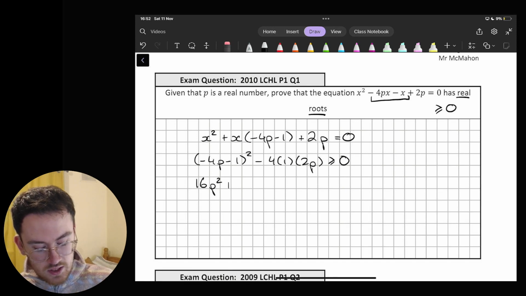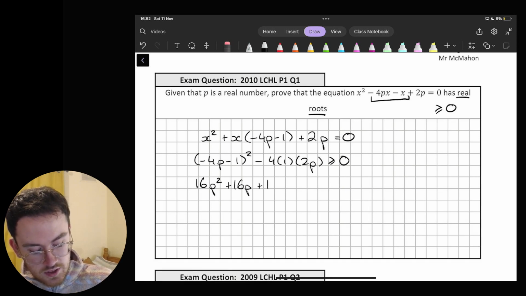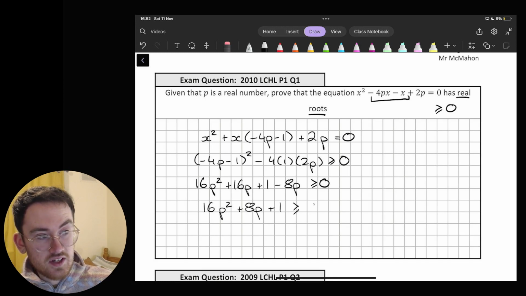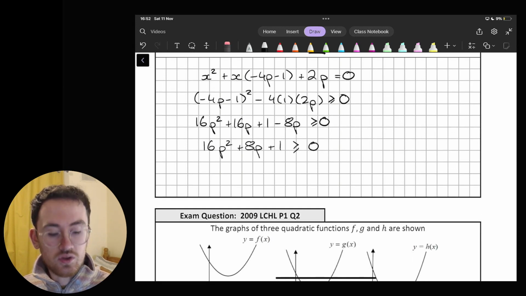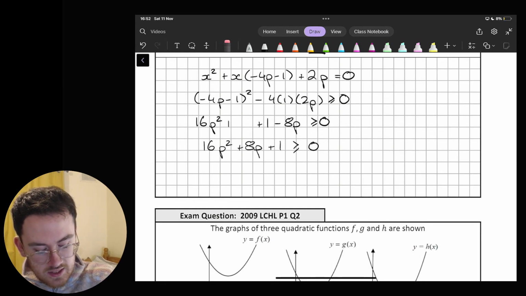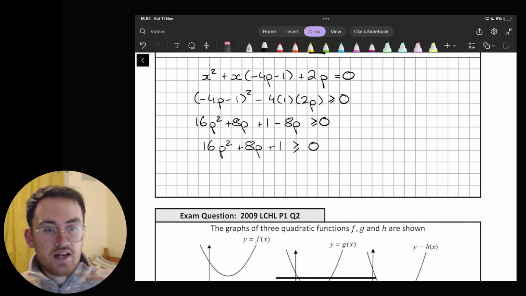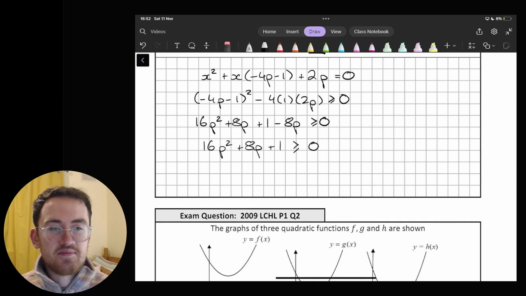16p squared plus 16p plus 1 minus 8p greater than or equal to 0. 16p squared plus 8p plus 1 greater than or equal to 0. Okay, I need to show, sorry, I made a mistake here, this should be 8. Making mistakes left, right, center here. 16p squared plus 8p plus 1. This is why we shouldn't multiply out of brackets so quickly, but I'm trying to get through it a bit quicker to make the video a bit shorter.